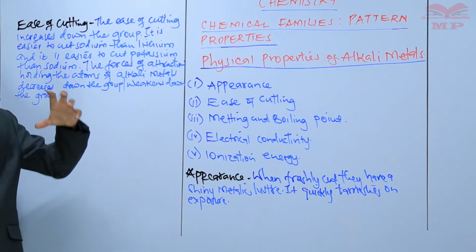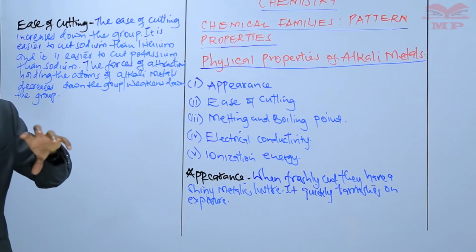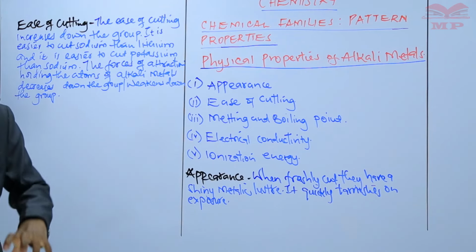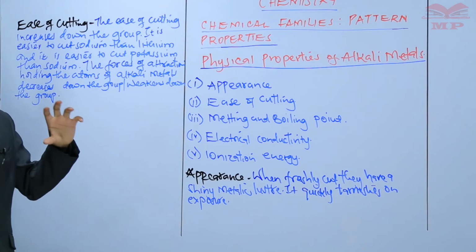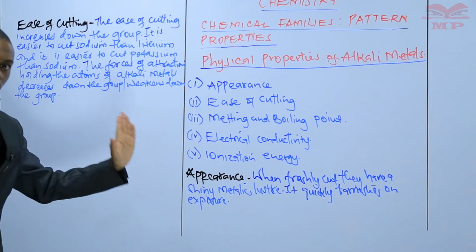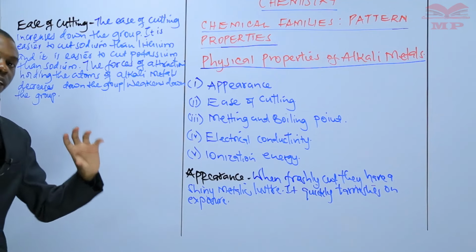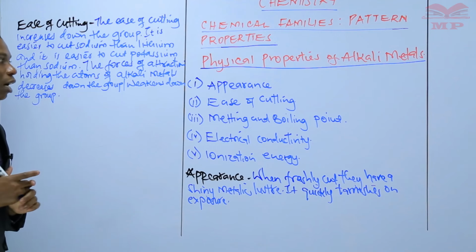And that's why the ease of cutting increases. It becomes easier to cut these metals as you go down the group. And again, remember when you're talking about down the group, you're talking of lithium to sodium to potassium. That is what you're calling down the group. So it becomes easy to cut as you move down the group.